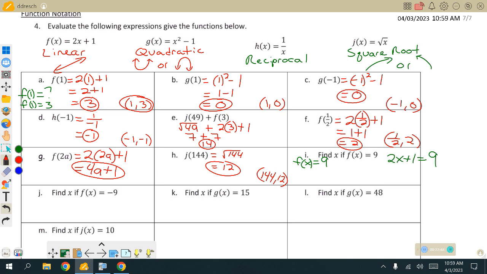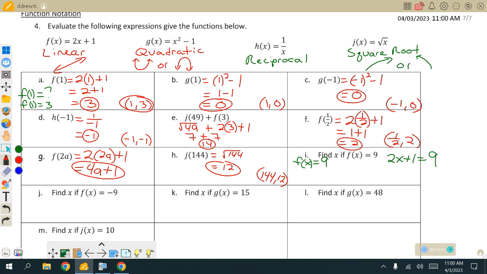But I have so many kids throughout this time not read carefully. Like, this was so darn easy. I'm just going to take 9, 2 times 9 plus 1. 2 times 9 is 18, 18 plus 1 is 19, and I'm done. And that's not the case. Because does that say x is 9? No. It says f of x equals 9. And I know it sounds darn similar, but it's not. So use our equation skills to solve these out now.